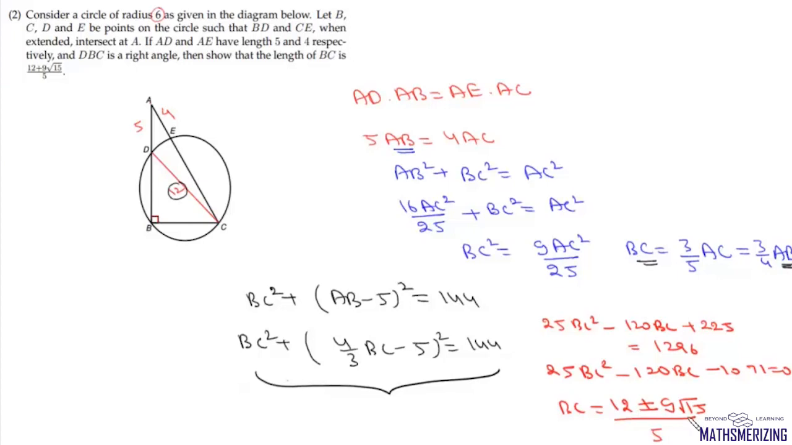Now 9 root 15, this value is greater than 12. Length of the side cannot be negative, so we'll choose plus sign, and that's your answer to question number 2.